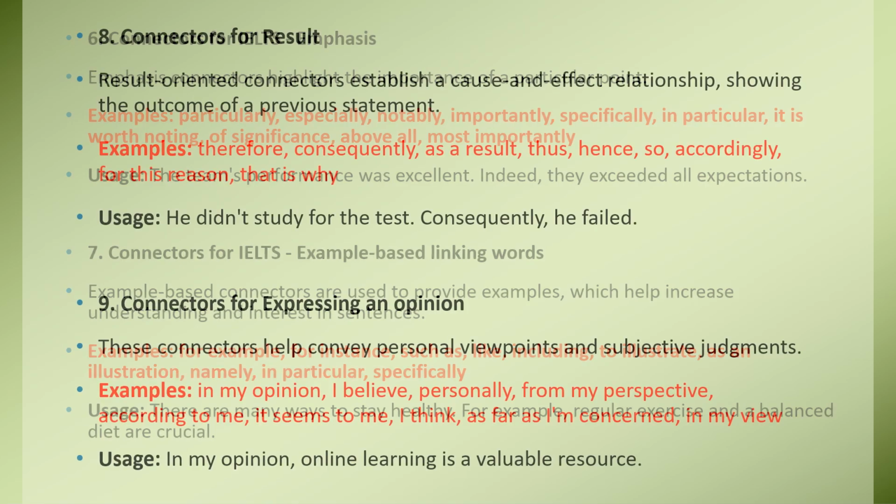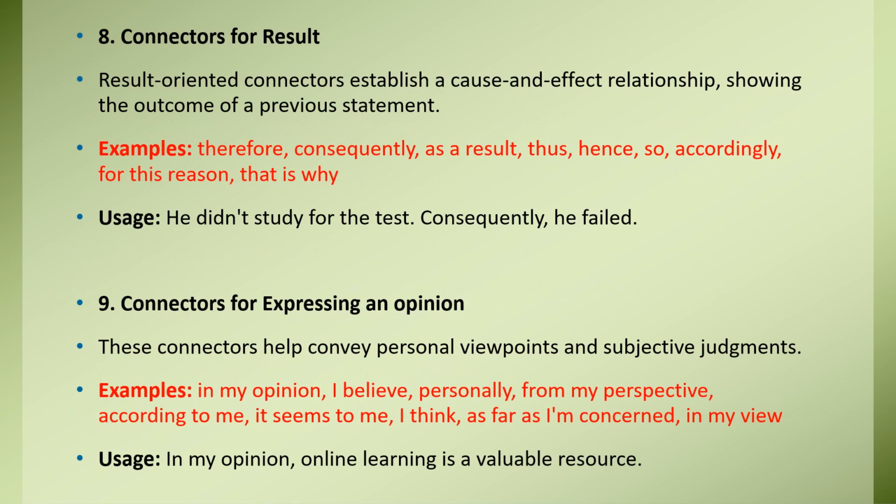So next we have connectors for result. Result-oriented connectors establish a cause and effect relationship, showing the outcome of a previous statement. So when you have to use connectors for result, you can use therefore, consequently, as a result, thus, hence, so, accordingly, for this reason, that is why. For example, how can you use it? He didn't study for the test, consequently, he failed.